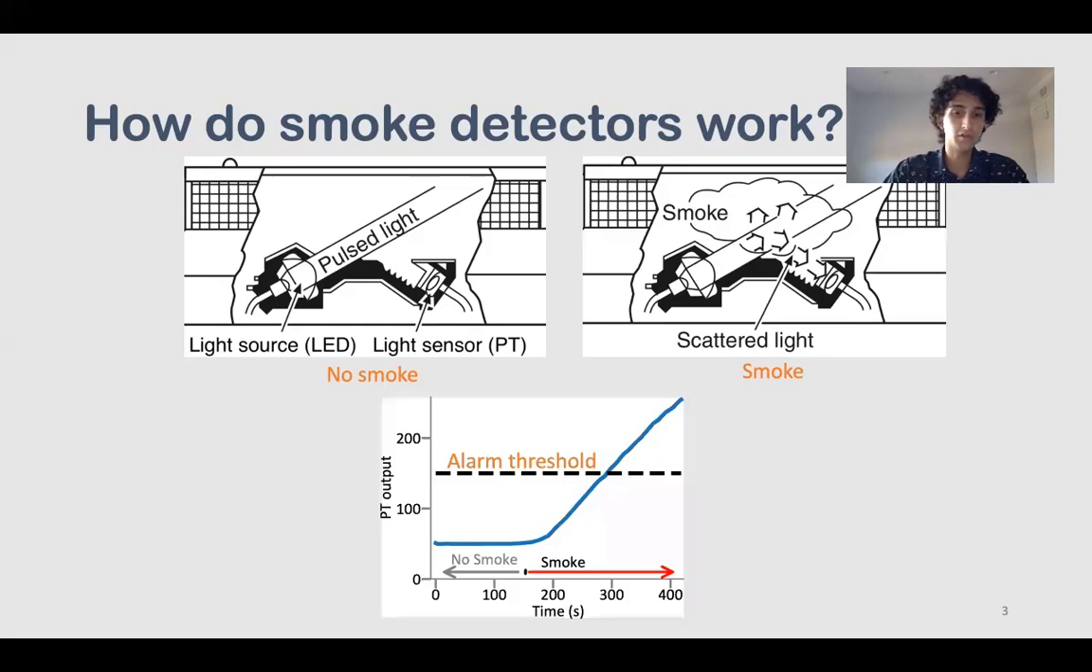This graph shows the output of the phototransistor over time as smoke accumulates. On the x-axis is time, and smoke begins accumulating at 150 seconds. As you can see, the phototransistor's output, which is on the y-axis, gradually increases over time. Eventually, it reaches a preset alarm threshold, which is the value required for the smoke detector to detect a fire, at which point the smoke detector will trigger an alarm.